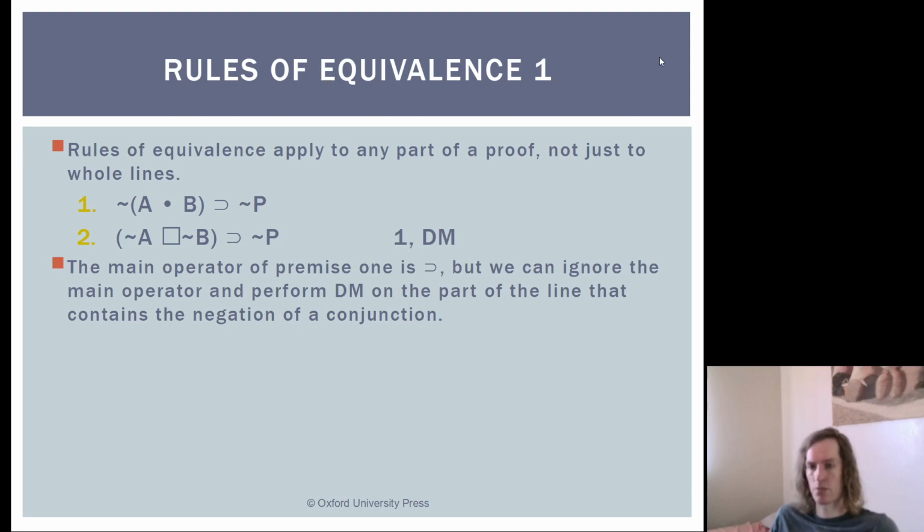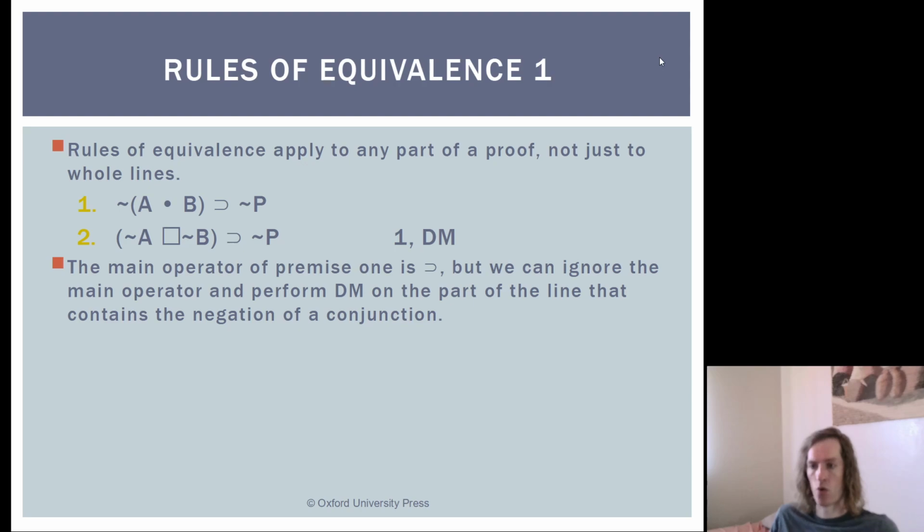But rules of equivalence apply to any part of a proof, not just whole lines. Because a rule of equivalence is just a different well-formed formula that you can drop in place of another well-formed formula, it's possible to apply it to just one section of a larger line. So we can see here in line 1, we have a well-formed formula where the major operator is the conditional: if it's not the case that A and B, then it's not the case that P.